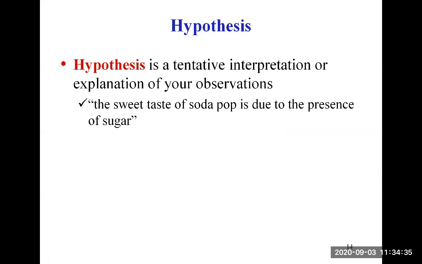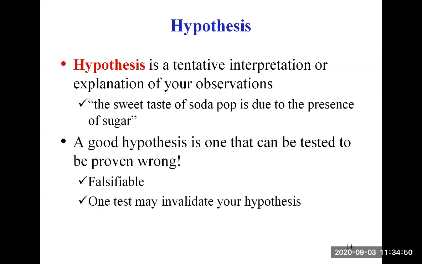Next, you make a hypothesis. A hypothesis is a tentative interpretation or explanation of your observations. And here you could say, well, the sweet taste of soda pop is due to the presence of sugar, for example. So a good hypothesis is one that can be tested to be proven wrong. So a good hypothesis is one that you can use to base your experiments, right? You can make an experiment that will test this hypothesis. And one test may invalidate your hypothesis.